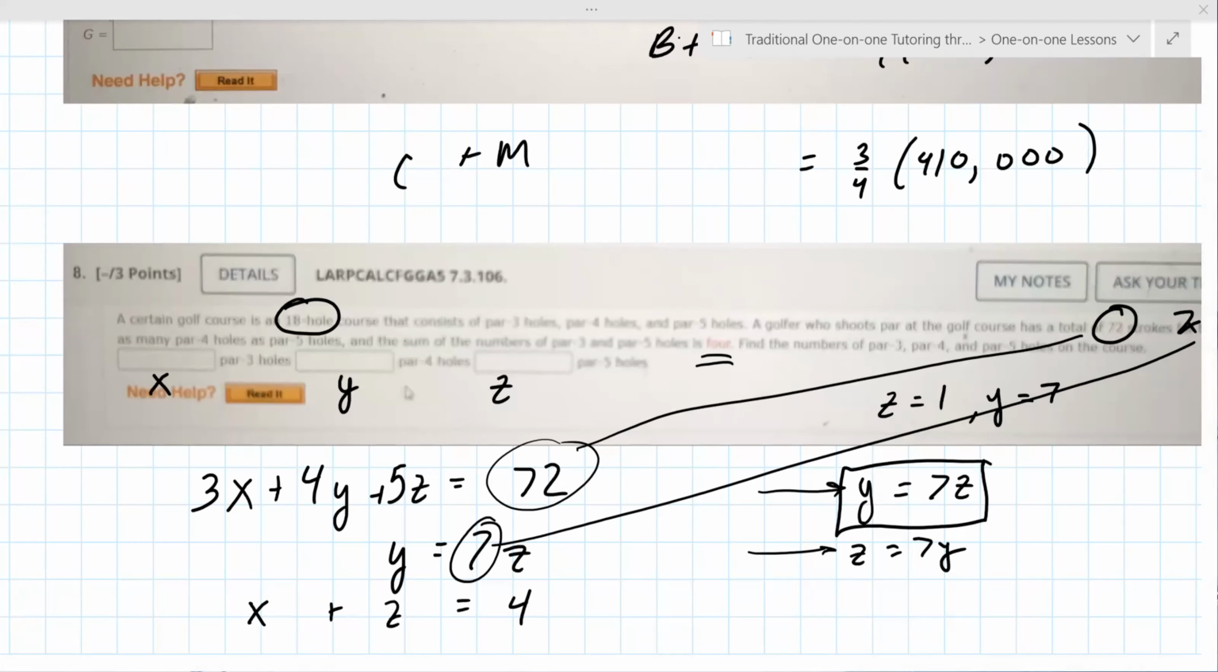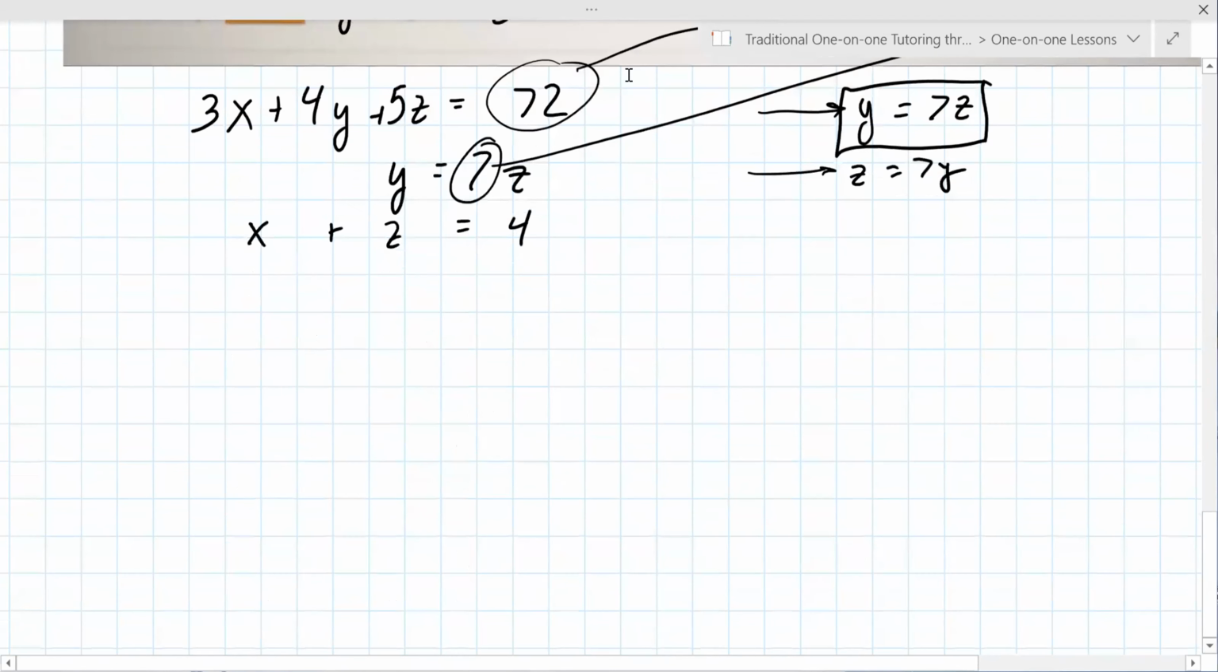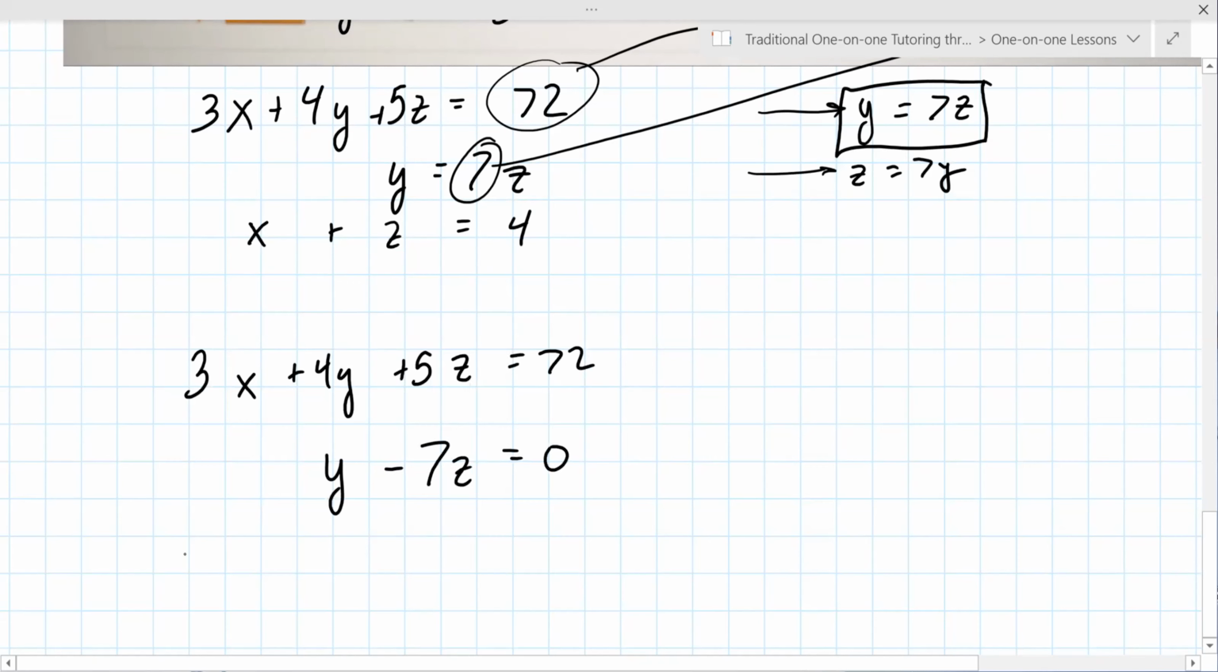If you don't have these equations down, one more comment here is you actually have to move the 7z over. So it's 3x plus 4y plus 5z equals 72. And then it's y minus 7z equals 0. And then x plus z equals 4 here. And then I'm going to switch to the other screen and go from there. Again, yours might be slightly different, but most of the combinations are the same.